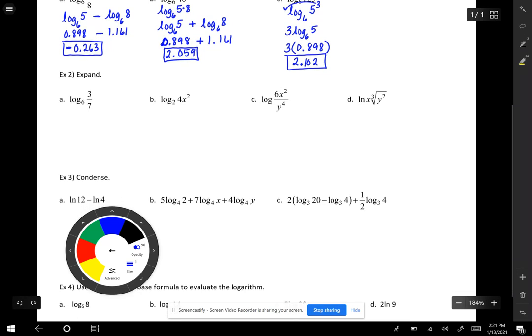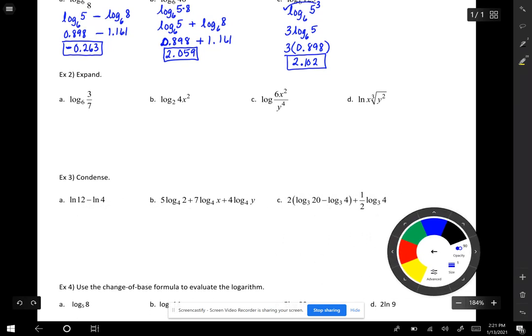Okay, for the expansion. Expanding logs is one of my favorite things to do. So again, you're going to use your properties. I looked at problem A and immediately saw I'm going to use the quotient property. So to expand it, you're going to write it out: log base 6 of 3 minus log base 6 of 7, and you're done. Okay, next one.